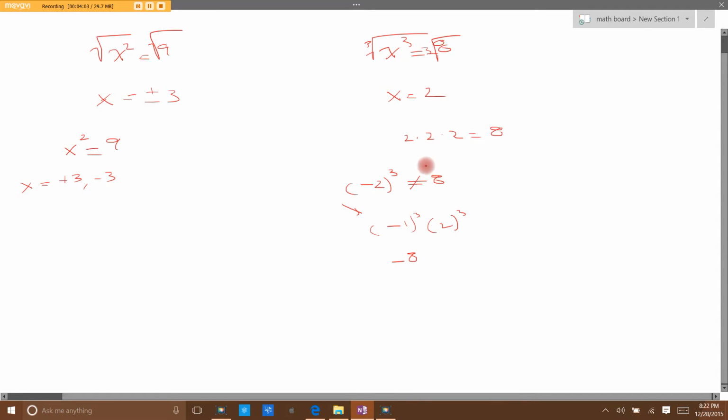So again, we get negative 8 if we plug in negative 2 cubed. So we can rewrite this if we want. So x cubed equals 8, and I'm going to solve.